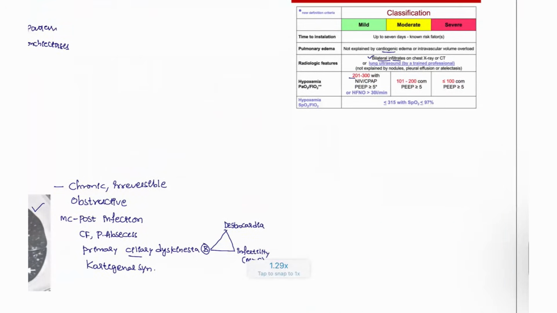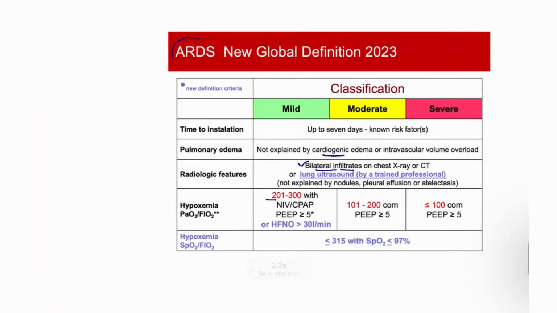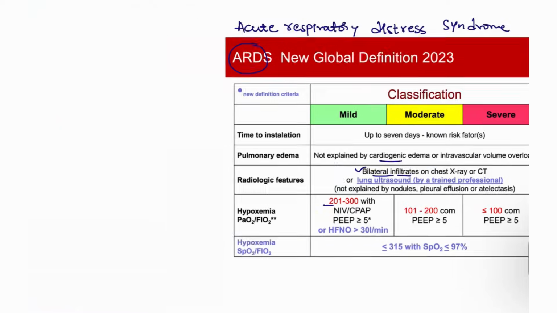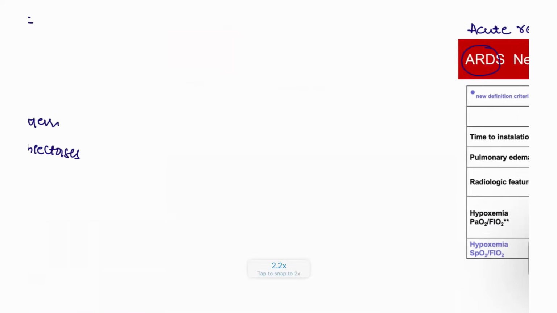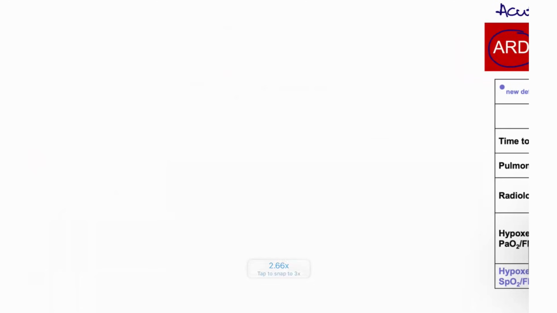Next, moving on to ARDS, acute respiratory distress syndrome. In which patients is acute respiratory distress syndrome most commonly seen? Before we get to know what acute respiratory distress syndrome is, we will see what the triggering factor for acute respiratory distress syndrome is. That is respiratory failure.